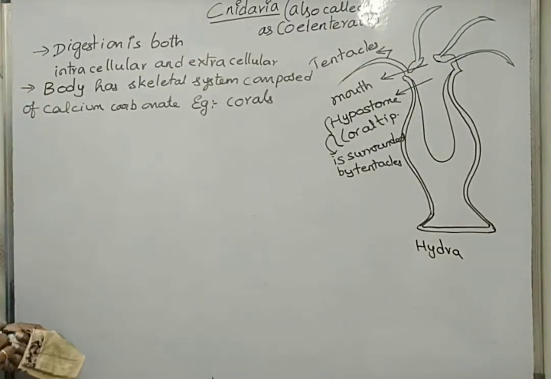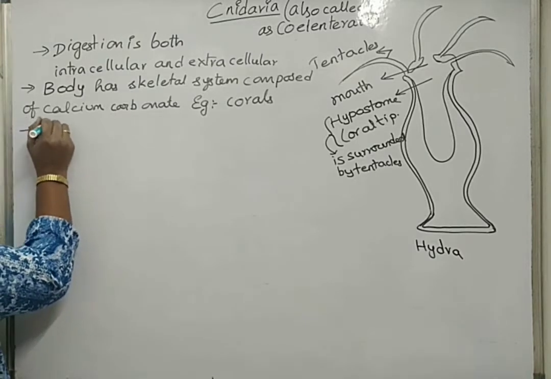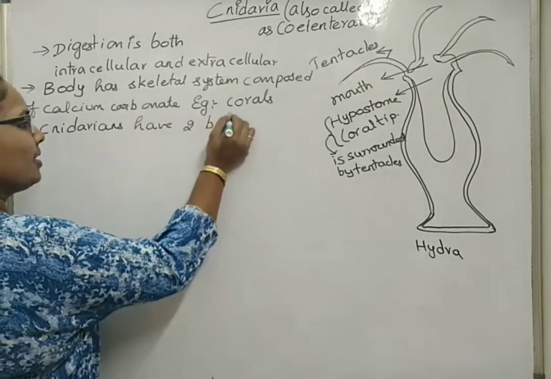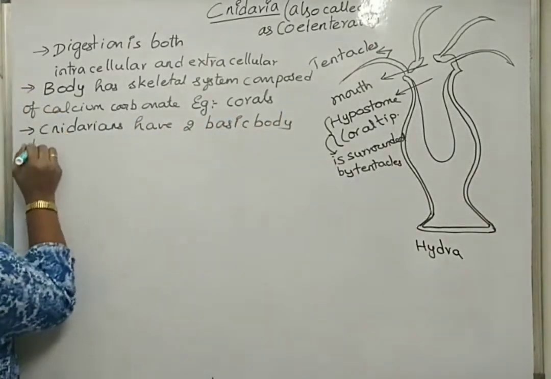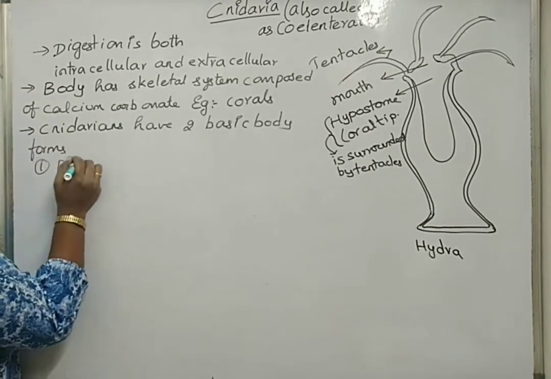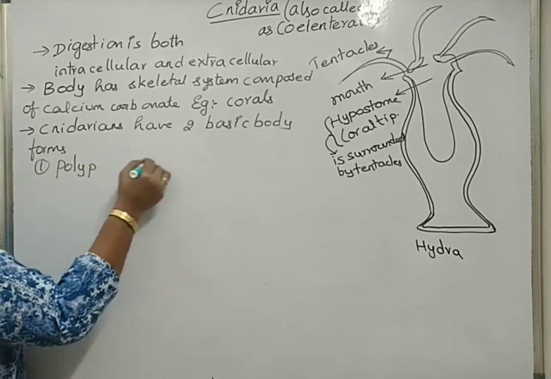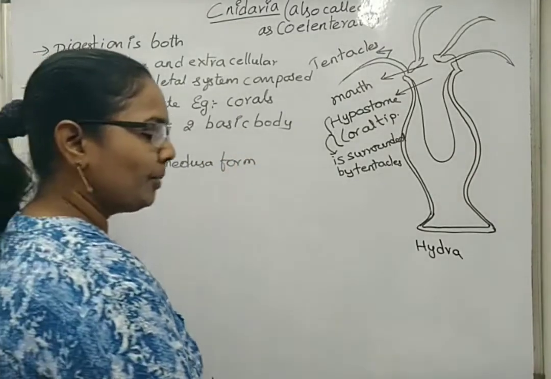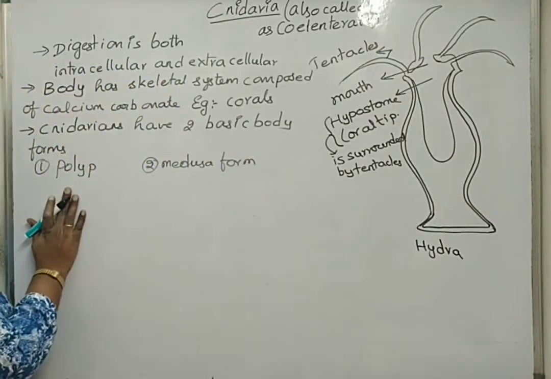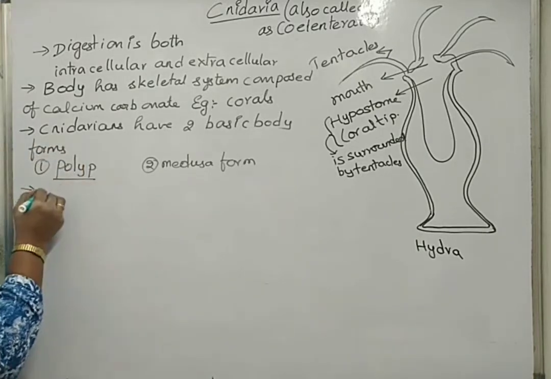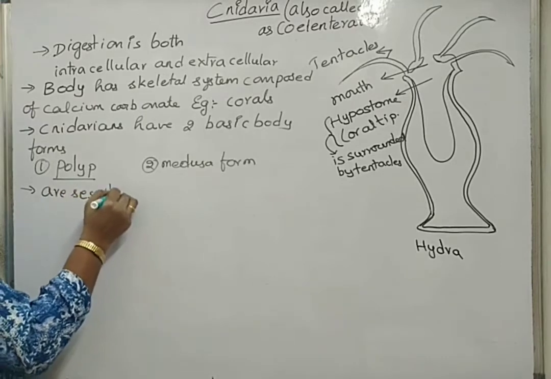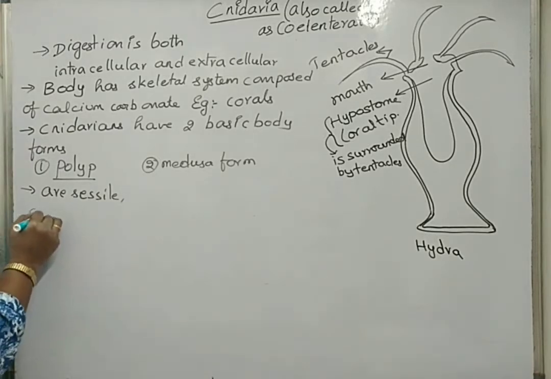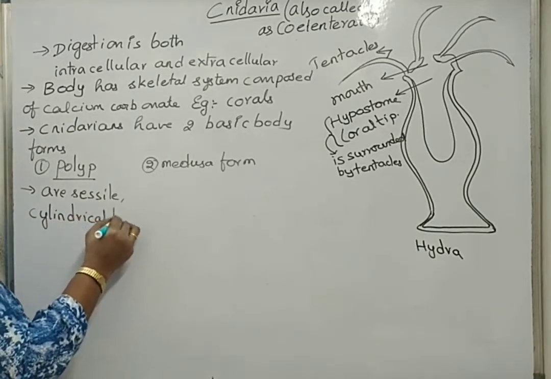Cnidarians basically are of two body forms. Cnidarians have two basic body forms. One is polyp form. Second one, Medusa form. Under polyp form, we can tell it is sessile form, and its opening is towards the upper side. These polyps are sessile, means they do not move, and body is cylindrical in shape. Cylindrical body shape.